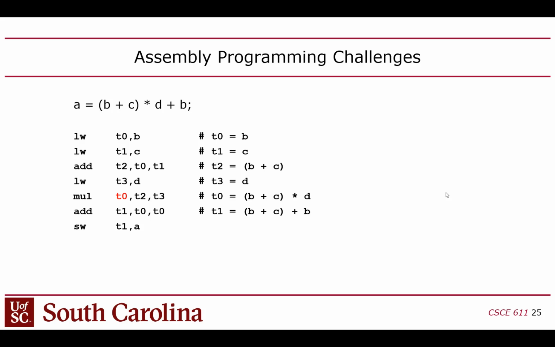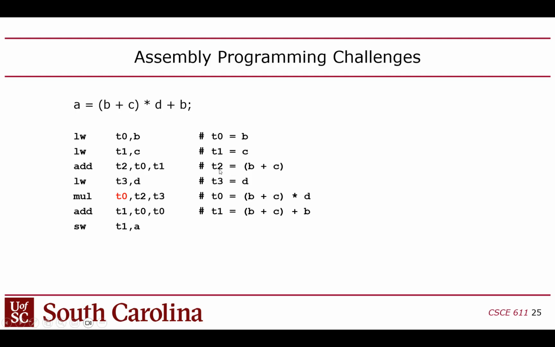So I have an expression A equals B plus C times D plus B. And in this case, the order of operations is defined through the parentheses and also the classical order of operations you get mathematically. In this case, I want to do B plus C first, so I have to load B, load C, into registers T0 and T1, and then I add those together. I put the result into T2.